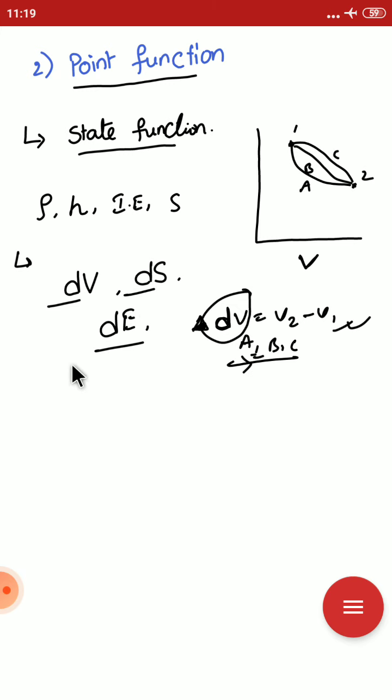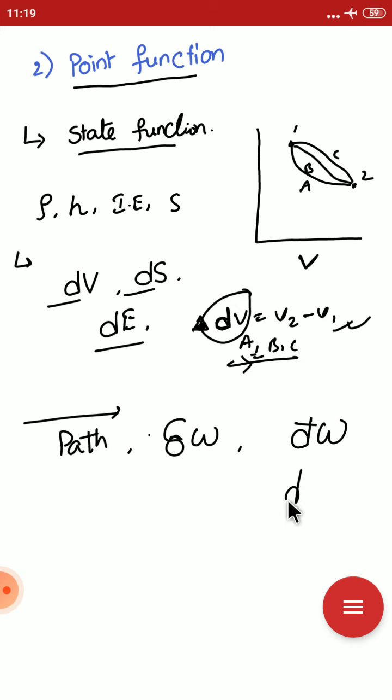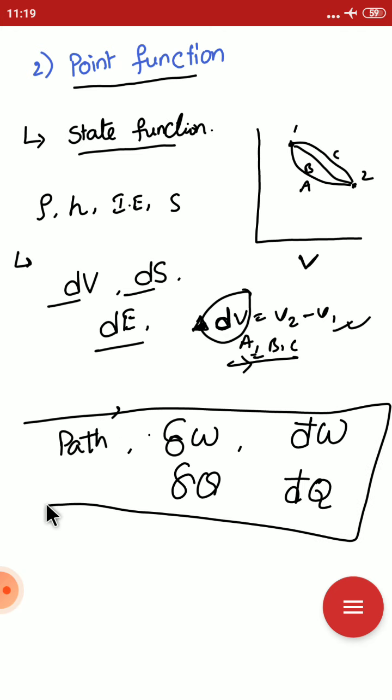It is represented by the exact differential form. If we come to the path function, it is inexact, so we can only define it as a delta W. We can write it in this way only. This is the brief discussion about point function and path function.